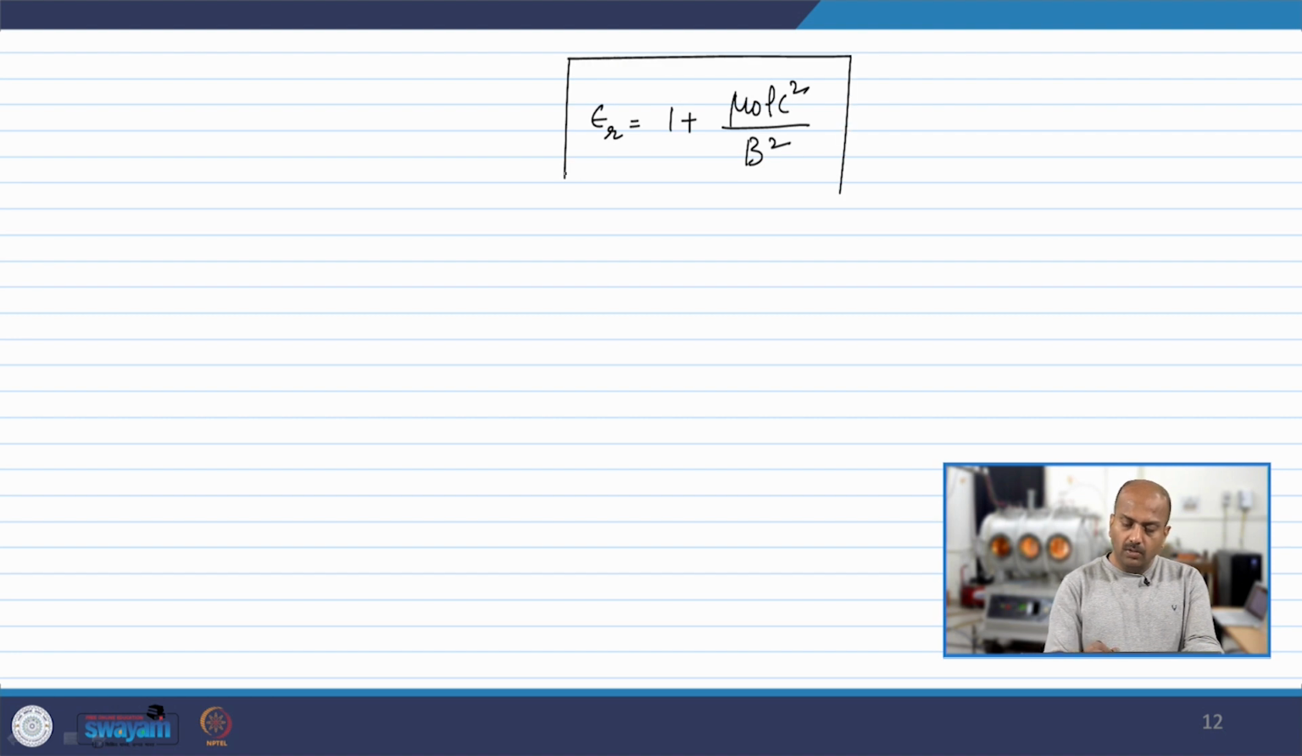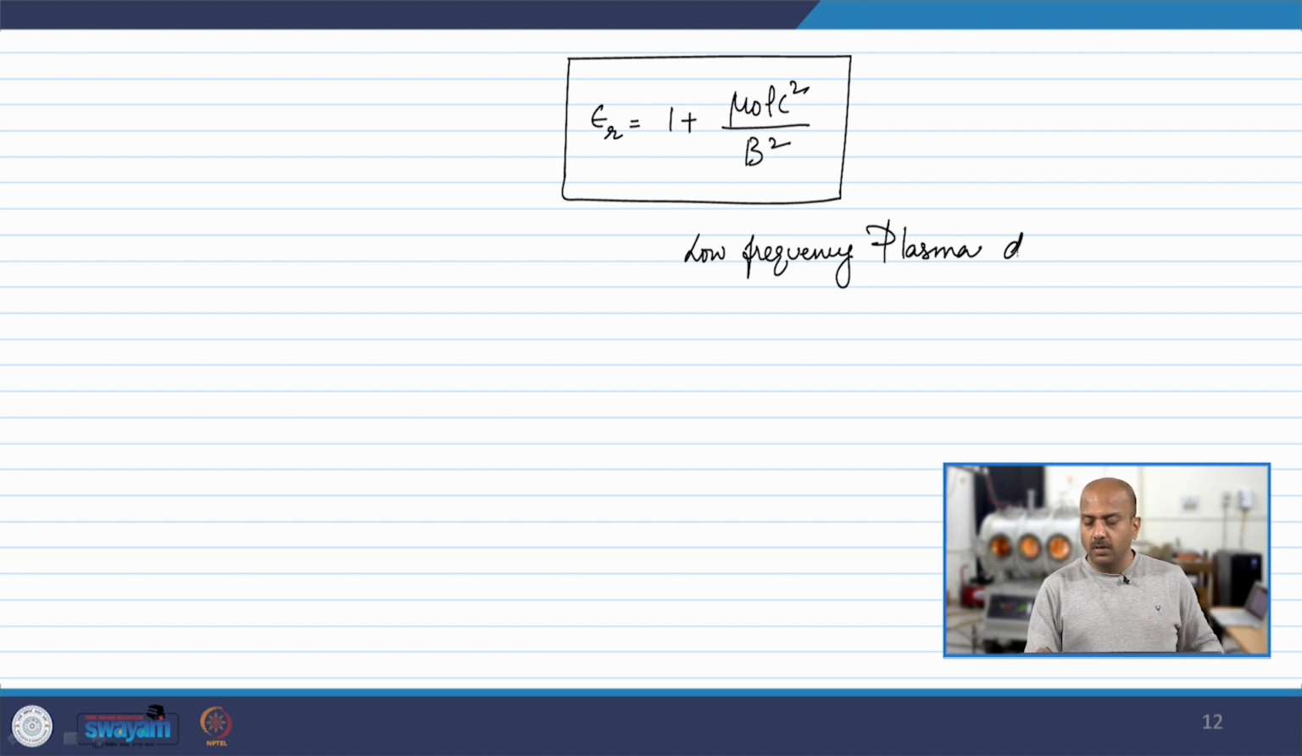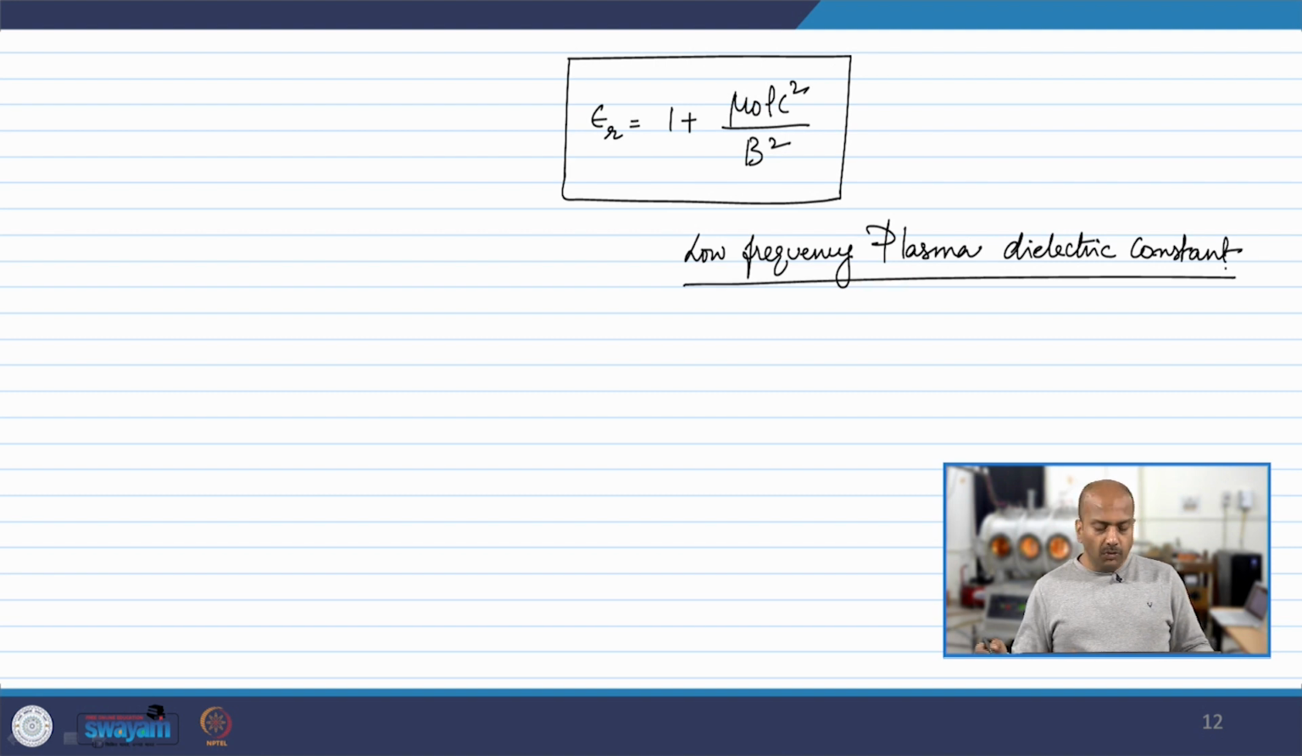So, this constant, epsilon r, is called the low frequency plasma dielectric constant. So, plasma can be treated as a dielectric with this particular constant. Okay. So, this is some discussion about the electric and magnetic properties of plasma.